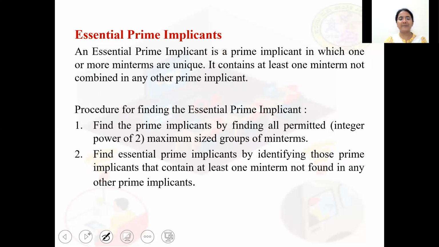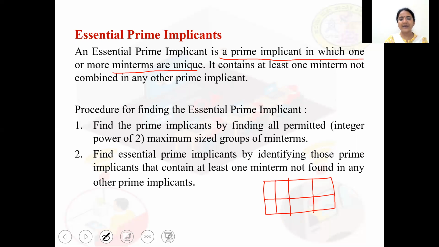Next, essential prime implicants. An essential prime implicant is a prime implicant in which one or more terms are unique. The way we consider a unique term is that the minterm should not be combined in any other way. If you are considering a K-map, let us consider a 3-variable K-map. I am having logic highs for these 4, and I am having a minterm 1 here.